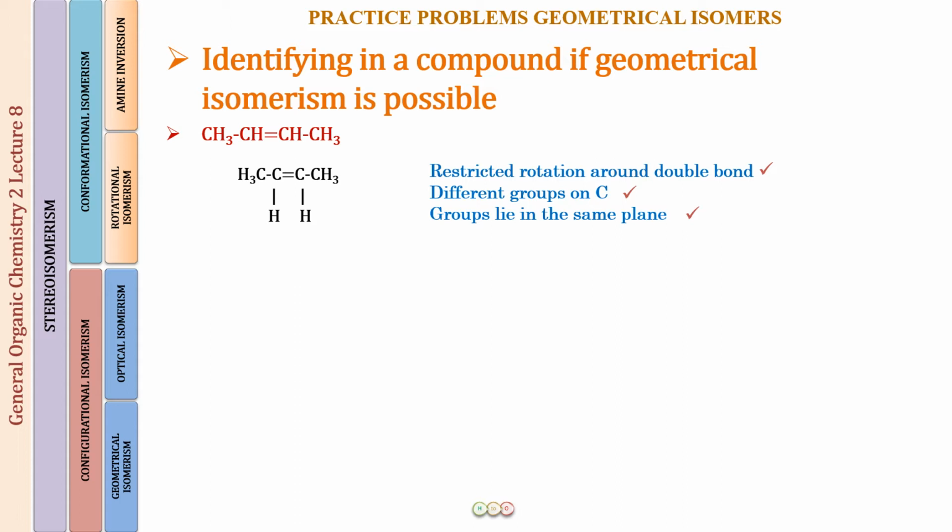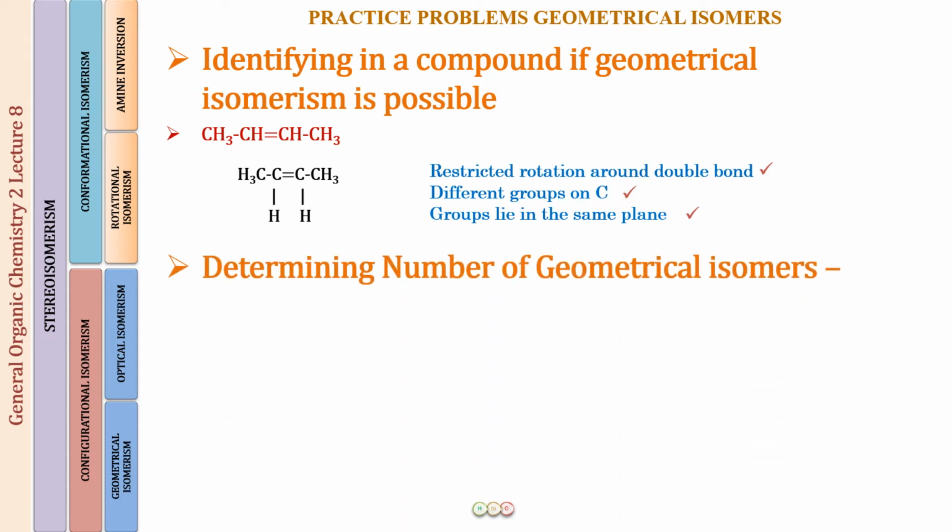For any compound that is given to you, it is very essential for you to check these three conditions. If all three are satisfied, the compound is going to show geometrical isomerism. If any one of the conditions is violated, the compound is not going to show geometrical isomerism, right?